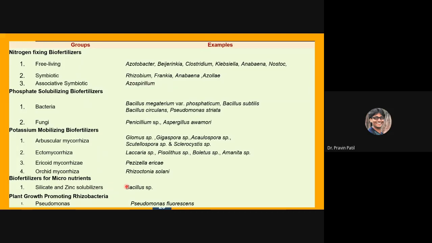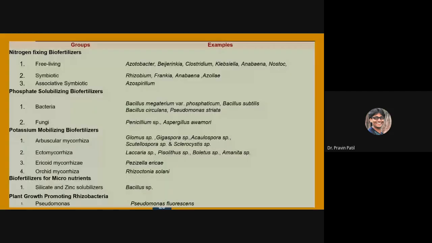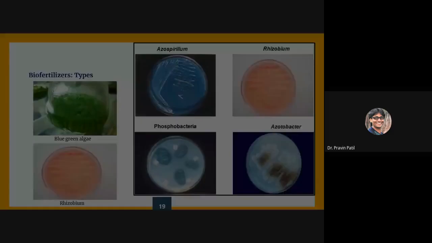So silicate and zinc solubilizers. Micronutrients are the nutrients which are essential but are needed only in trace or small amounts. For that also, several Bacillus species can be employed. Similarly, for promoting plant growth, we can employ Pseudomonas fluorescens bacteria for growing the plant at a faster pace. So basically, as I told you earlier, the categorization is mainly divided into nitrogen fixers and phosphate solubilizing agents.